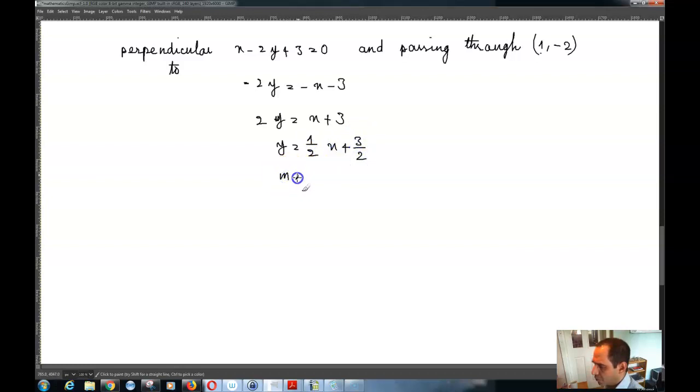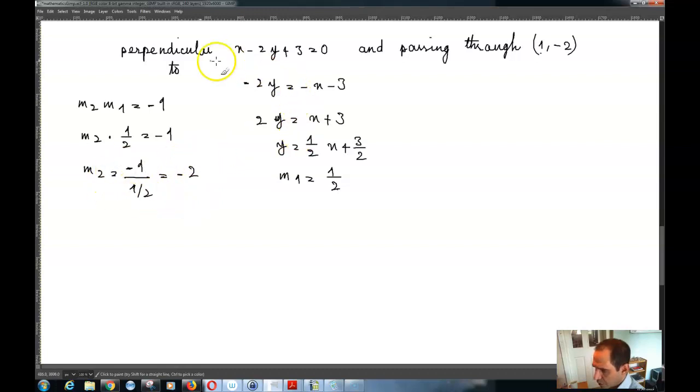That means that here m1, for example, is equal to 1/2. So since the line that I'm looking for is perpendicular to this line, if I take the slope of that line as m2, then m2 times m1 is supposed to be equal to -1. So m2 times 1/2 is equal to -1. So m2 is equal to -1 over 1/2, which is equal to -2. So the slope of the line is supposed to be -2.